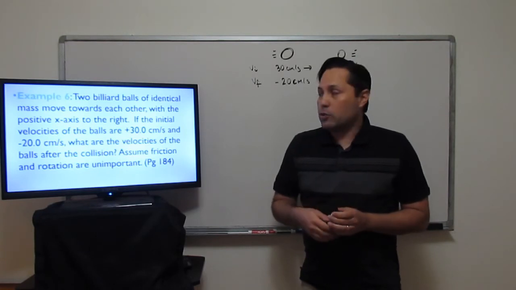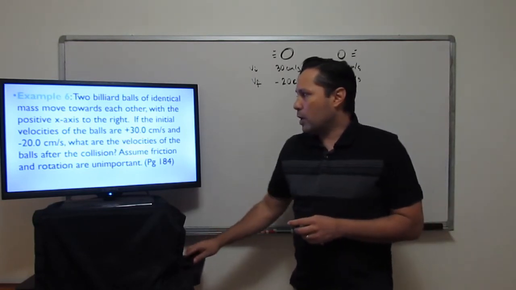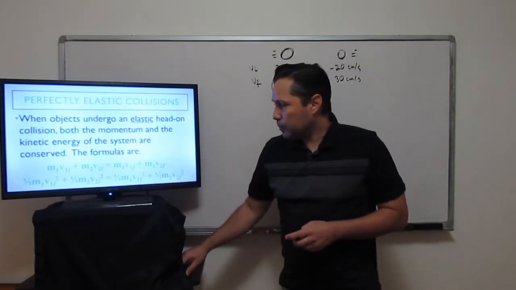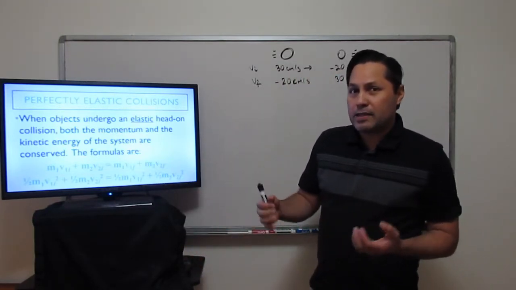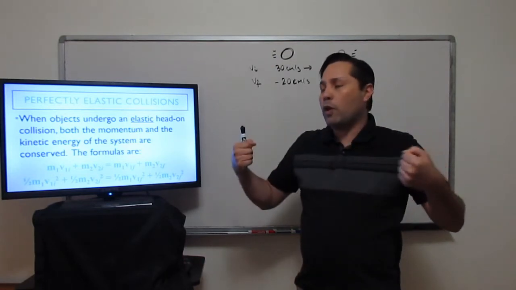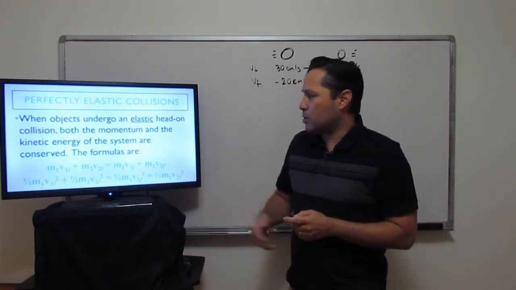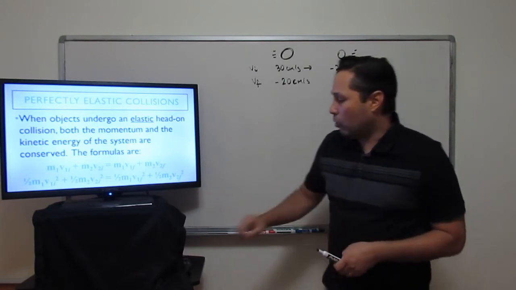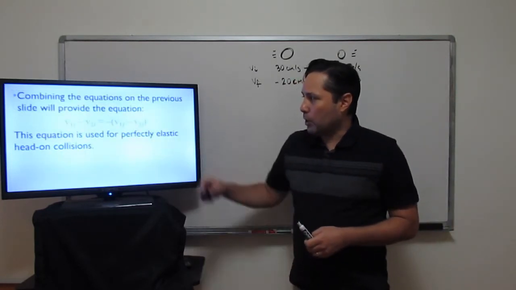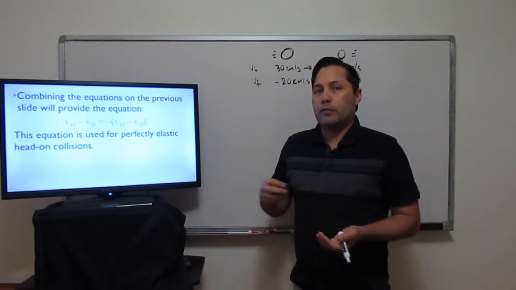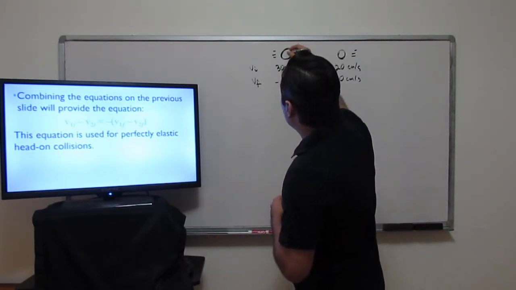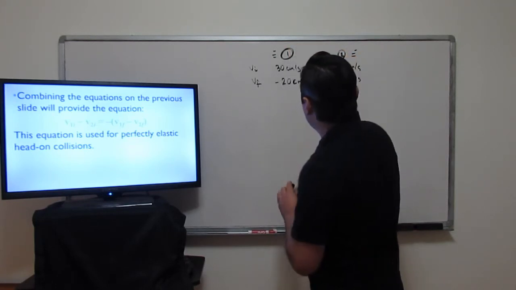For this problem, we're going to use the conservation of momentum first. Here's our formula, and as an elastic collision, they're bouncing and going away from each other. So we'll be using our conservation of momentum formula right here. We also need the second formula, and we're going to combine them to figure out the final velocity for object 1 and 2. We're going to call this one object 1 and object 2.